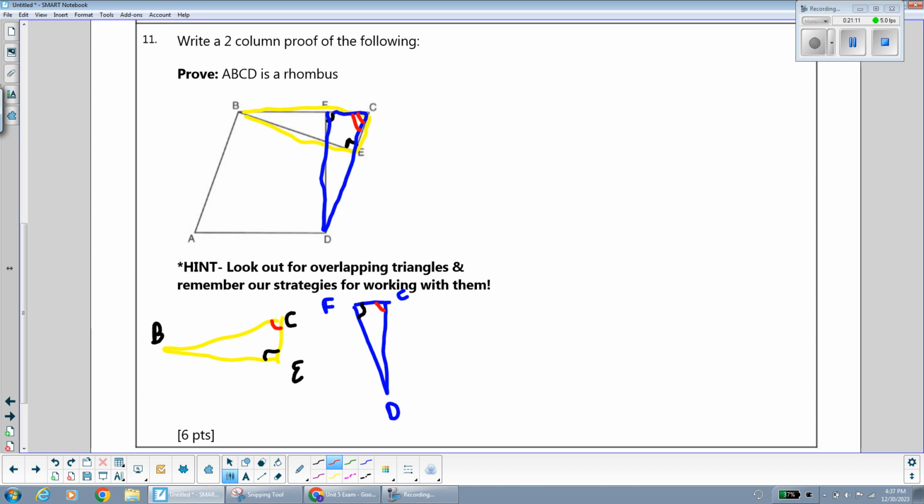If there were two letters that were the same, that would mean a side was shared. But since there's only one letter that's the same, there is a shared angle. Angle C is the same angle in both of the triangles.